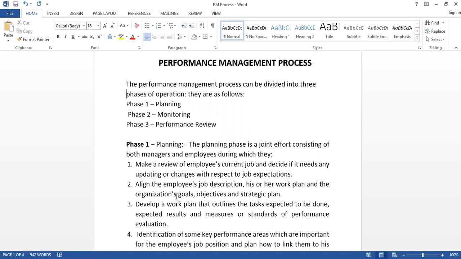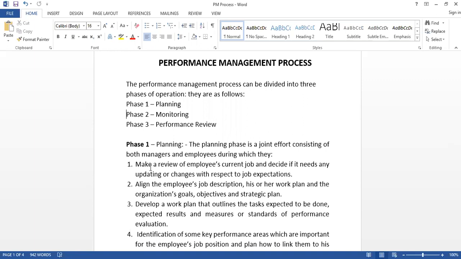Since from the definition itself, it's quite understood that performance management is a two-way process where the involvement of manager and subordinate is a must. For those who have not attended my previous session, I can see one or two students who were not there in the previous lectures. Performance management is a process where the manager and subordinate collectively work.